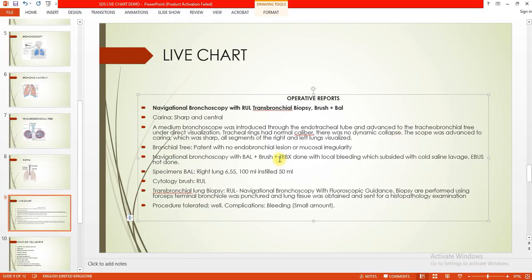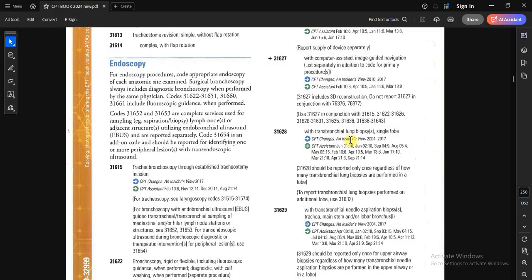For TBLB, we need to code with the transbronchial lung biopsy, single lobe. So which lobe has the physician performed this TBLB on, guys? Right upper. Right upper lobe. So here we need to code only one code. You see the guideline here: 31628 should be reported only once regardless of how many transbronchial lung biopsies are performed in a lobe. So irrespective of the number of biopsies, we will code only one code, 31628.